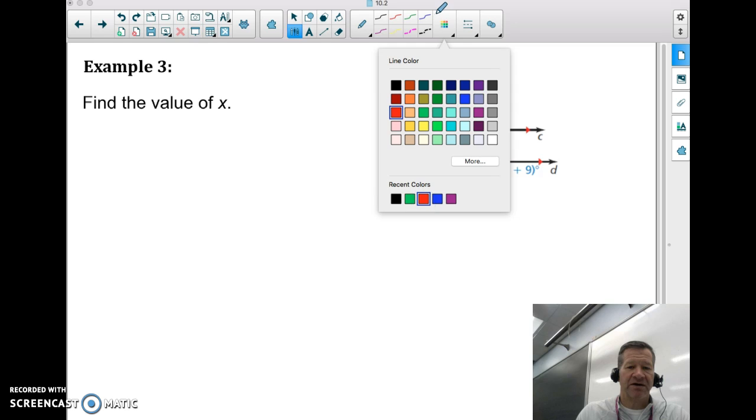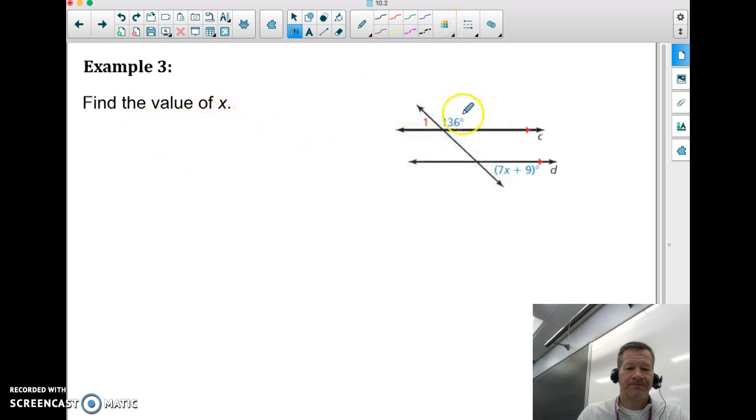So example 3, find the value of x again. Well, this time I know this angle right here is 136. So the angle vertical to that is also 136. The acute angle that makes a linear pair with 136 would have to be 44 degrees. So each of these is 44. Now, that means these four angles have the same measure. So the two acute ones are 44, and the two obtuse ones are 136.